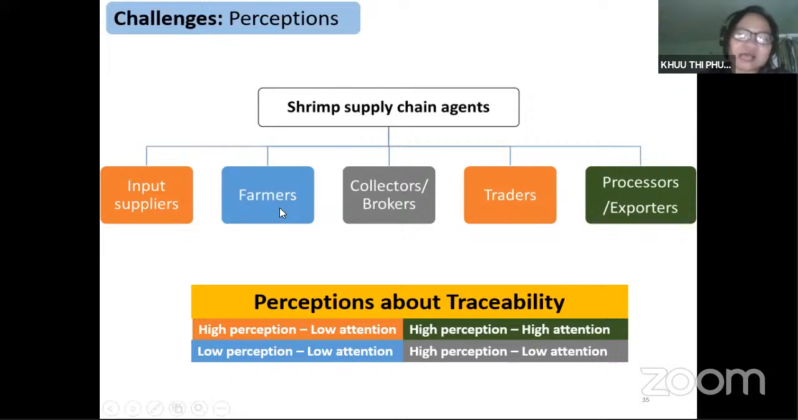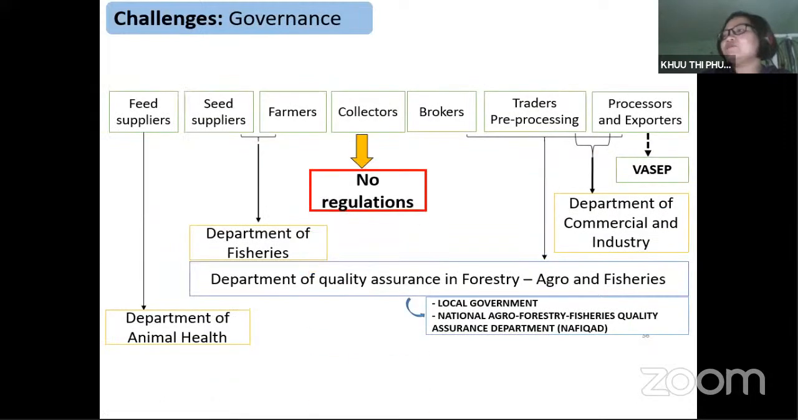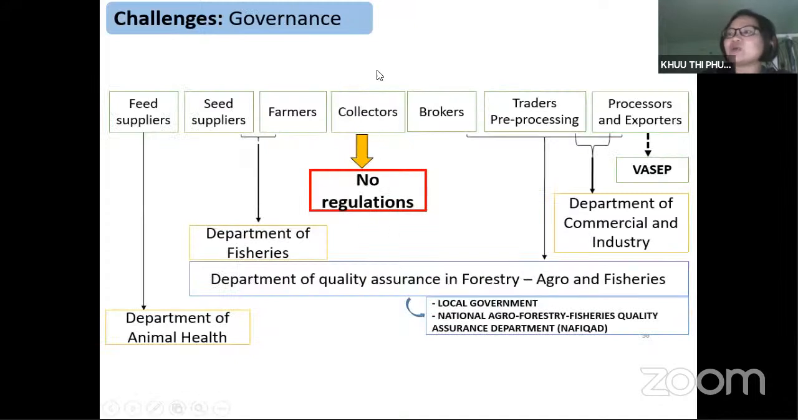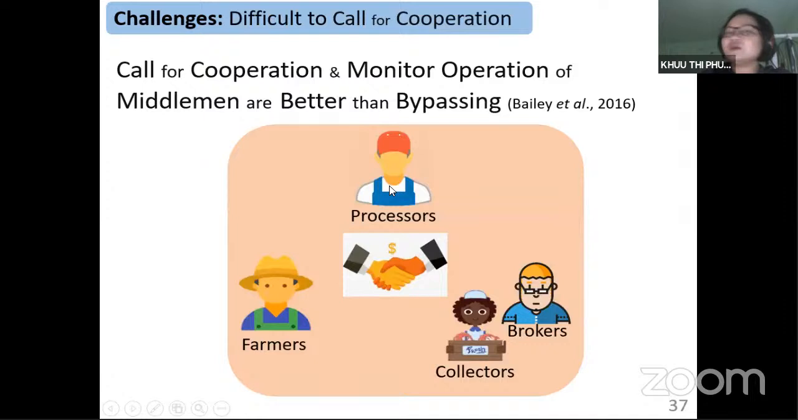And now, from the regulation side, we don't have any regulation to manage collectors' activity and operation by law. No, we don't have any laws in our countries. And another difficulty is to control the cooperatives. We cannot bypass them, but it's very difficult to control the cooperatives and monitor their operation.